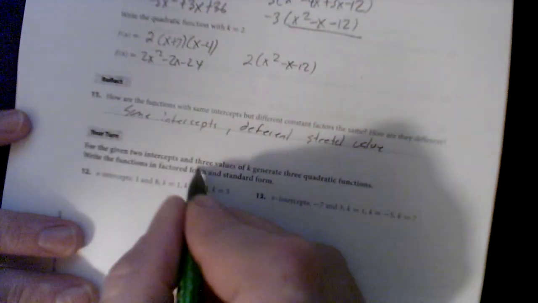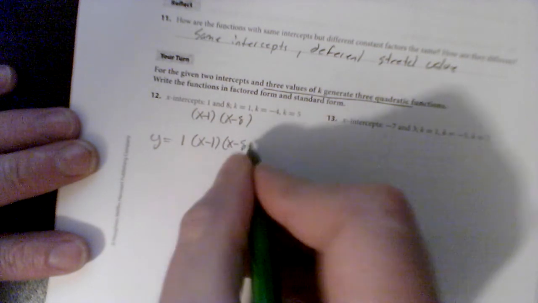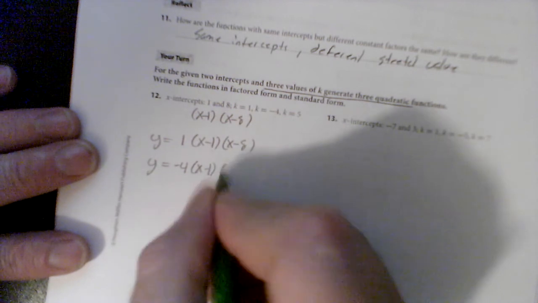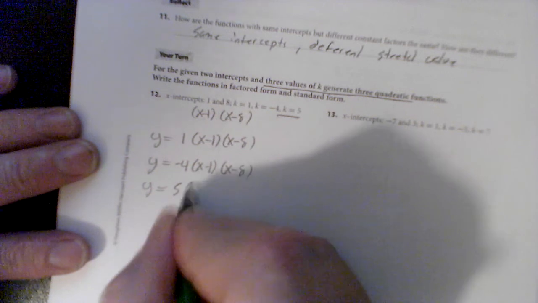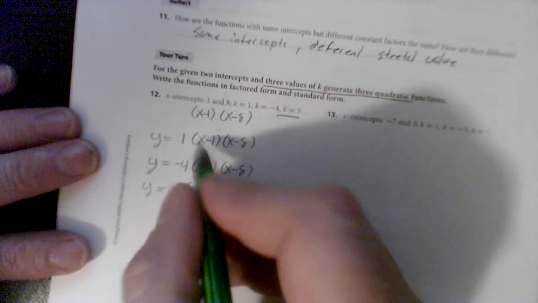So, give 3 values of k to generate 3 quadratics. And I'm just going to write them out like this. We know our x-intercepts are going to give us these factors, x minus 1 and x minus 8. So if I have those, I go y equals 1 times x minus 1, x minus 8. Let's say y equals negative 4 times x minus 1, x minus 8. And y equals, I'm going to take this last one, 5. The factors haven't changed, x minus 1, x minus 8. So I'm taking these k values and sticking them in front of the factors given to me by these intercepts. I'm going to leave that one for you.